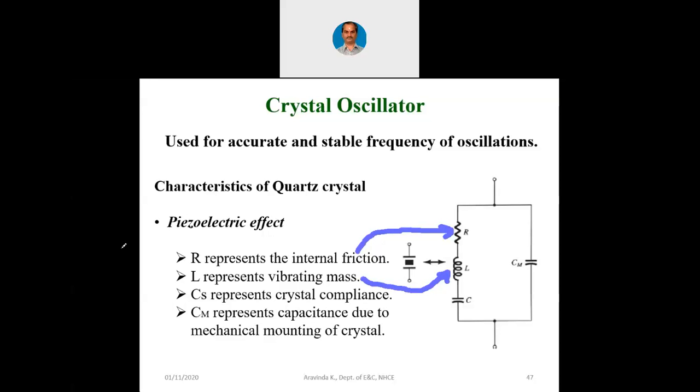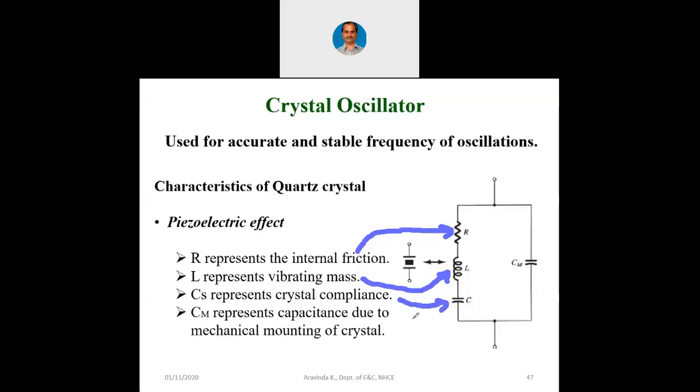Now you may think, why crystal will have electromagnetism? Crystal is not having electromagnetism. Magnetism is omnipresent everywhere. The gravitational field itself is present everywhere, and due to which there can be inertia. And that vibrating mass can be represented as inductance. Now, the series capacitance is represented by a crystal compliance.